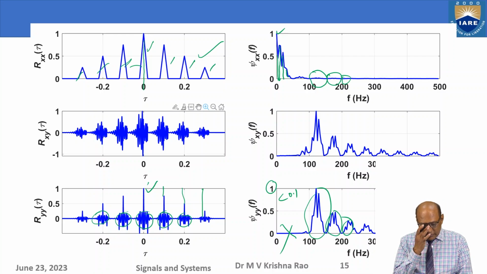I think this is all. Maybe in the next class I will go for another new signal, that is linear frequency modulation. I will show some other signals also, and present some more results.